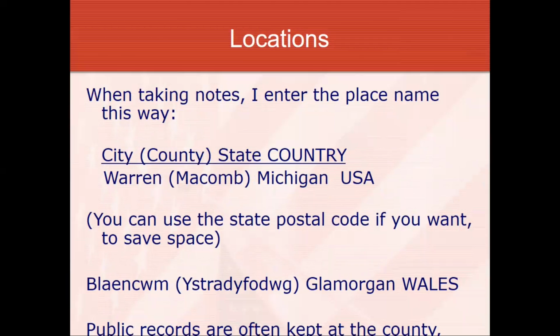When taking notes, I enter the place name with the name of the city. I put the county in parentheses, the state, and then the country. You can use the state postal code if you want to save space in your notes. Often public records are kept at the county level. So it's important to list the county where your ancestors are from, and that's easy to look up.